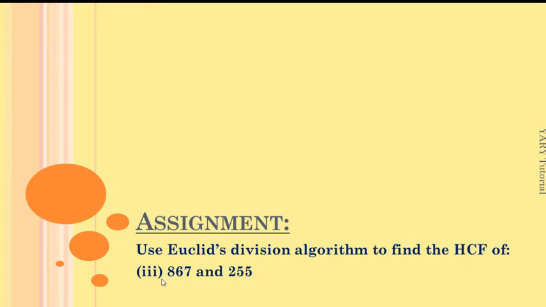Find the HCF of 867 and 255 using Euclid's division algorithm, and let me know the answer in the comment section.